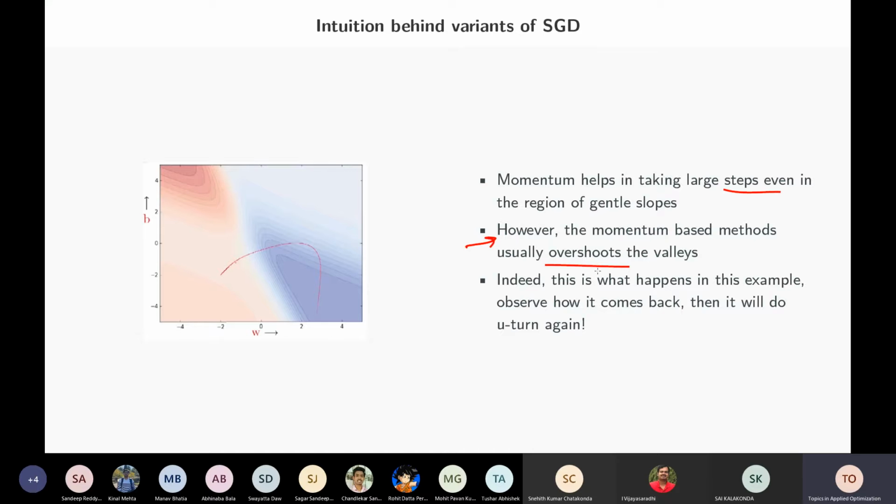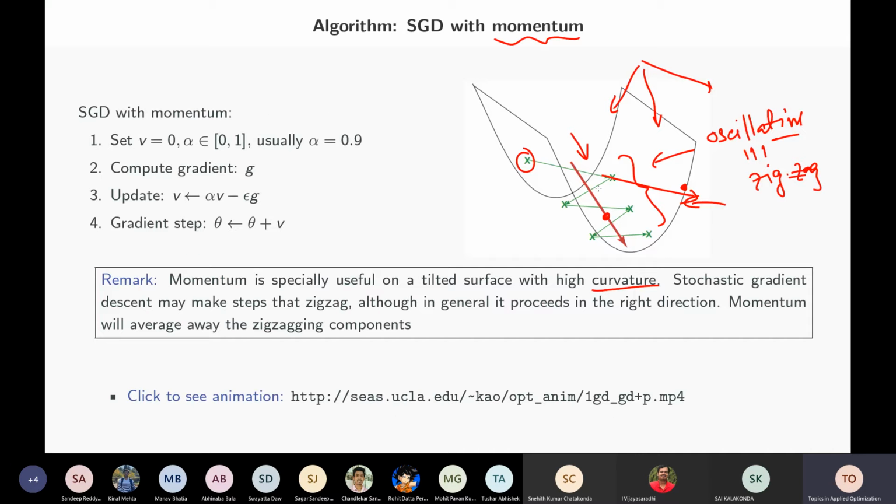So this part I will explain. So far, what we were thinking about is that oscillation is a problem here, so rather take an average to avoid the oscillation. But then what we are trying to say is that if you go via the momentum based idea, you may overshoot also.